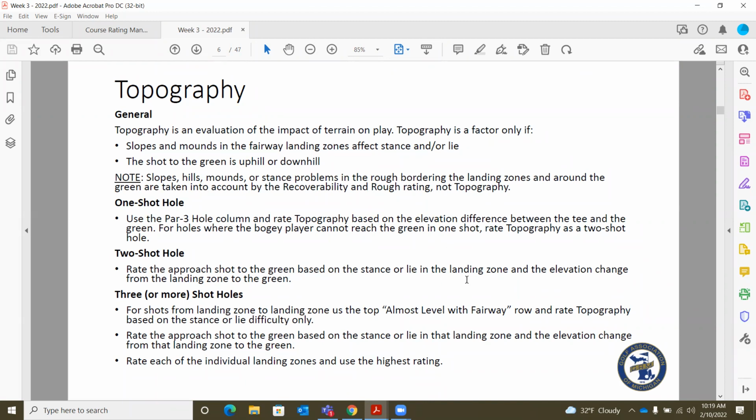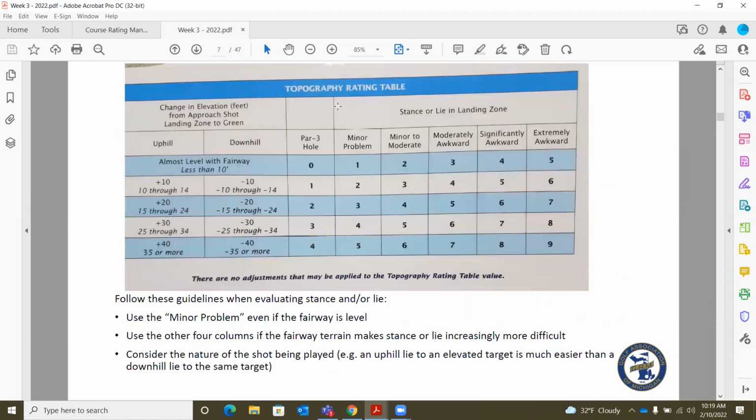And then it gets a little bit trickier, but here in this case, when we have just a 2-shot hole, we're looking at uphill and downhill from our approach shot, but we're also looking at the stance and lie there, because we're not on a teeing ground. We're in an area that could be curvy or wavy or hilly in the fairway, so we need to evaluate that. So in our chart, when we're going beyond a par 3, we're going to get into this stance and lie section here, as well as our change in elevation from our approach shot to the green. So we're going to do both there.